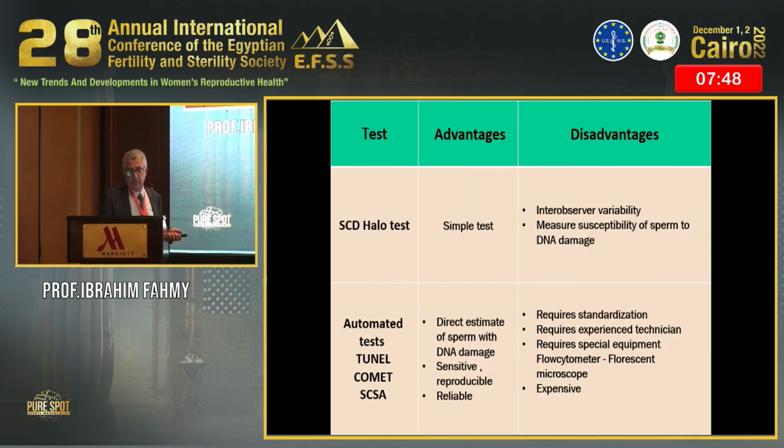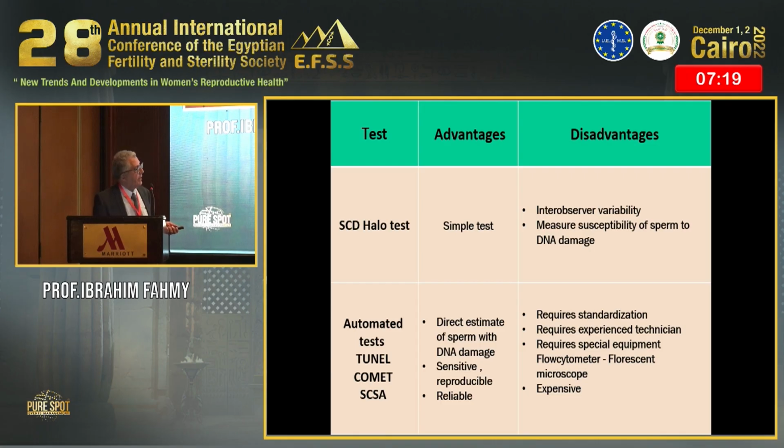There are advantages and disadvantages of these tests. We will not go through them because they are a little bit laborious. But the halo test is the one most used in most labs because it's commercially available and it's a simple test. But it has intra-observer variability, and it does not directly measure the sperm with DNA fragments. It measures the susceptibility of the sperm to DNA damage. Both are related, but not 100%.